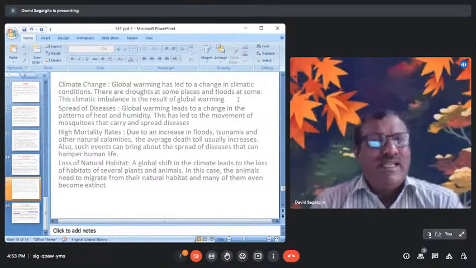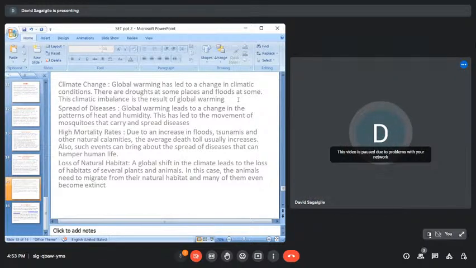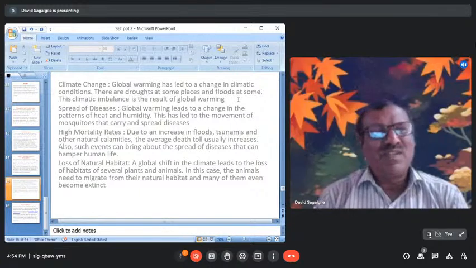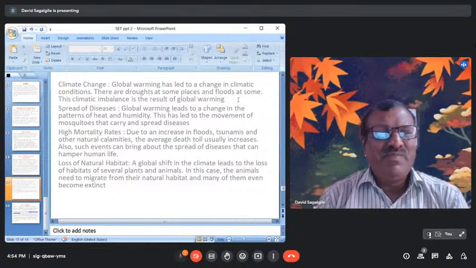Then the next point is high mortality rates. Due to an increase in floods, tsunamis and other natural calamities, the average death toll usually increases. Also, such events can bring about the spread of diseases that can hamper human life. So ultimately, human beings suffer for what they are doing, because of the increase of floods, tsunamis and natural calamities. A lot of people die because of this. It takes a huge toll on human life. It hampers human life to a very big extent.